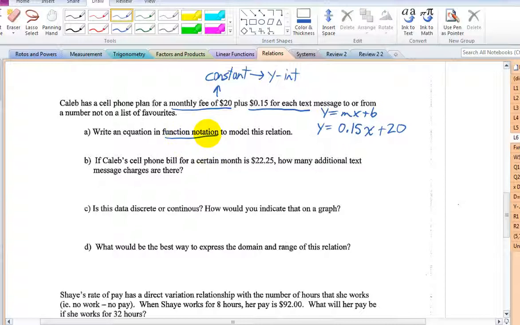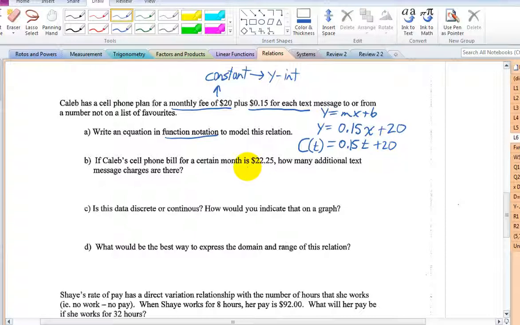What could be a descriptive word for y to relate it to cost? C. What about a change for x to represent text messages? T. Okay, very simple. So that's going to be 15 cents per text, or T, plus 20. Okay. Good.